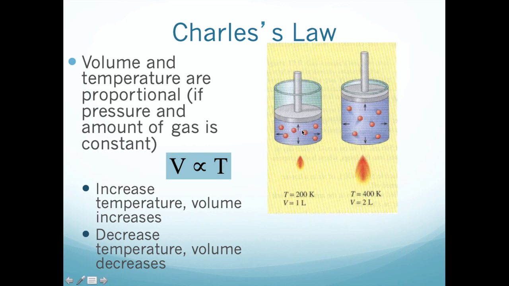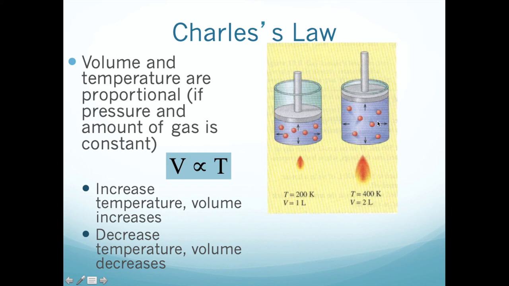So here we can see we have a sample at 200 Kelvin, and we have a volume of 1 liter. We're going to double that temperature to 400 Kelvin, right? So these molecules are moving around twice as fast, and they're going to push against that piston and cause it to expand to twice the volume. So the volume goes from 1 liter to 2 liters, okay? And now at this point, the number of collisions here will be the same as the number of collisions here, so the pressure stays constant. But the only way this is possible is if that volume doubles.